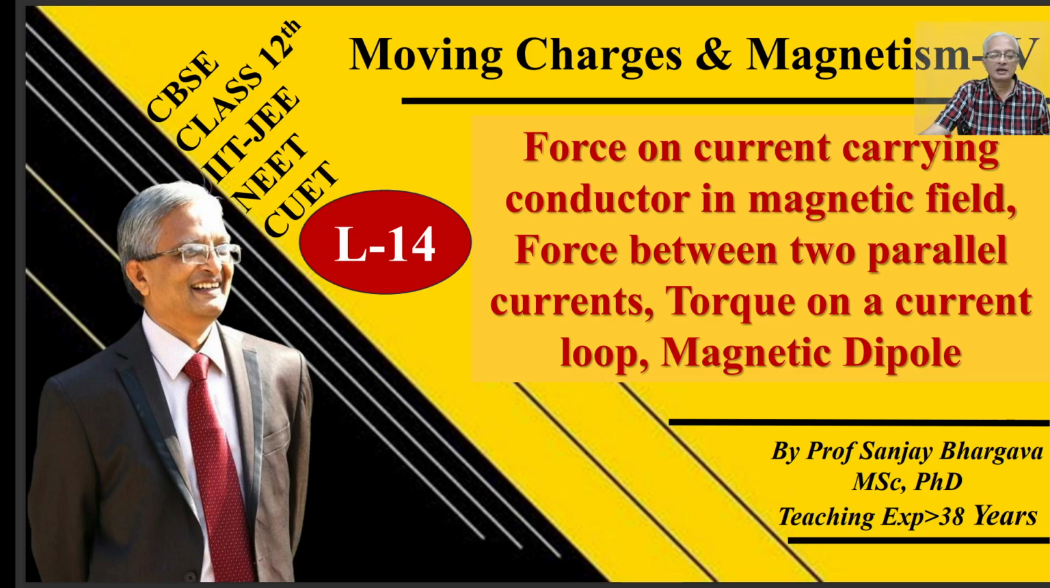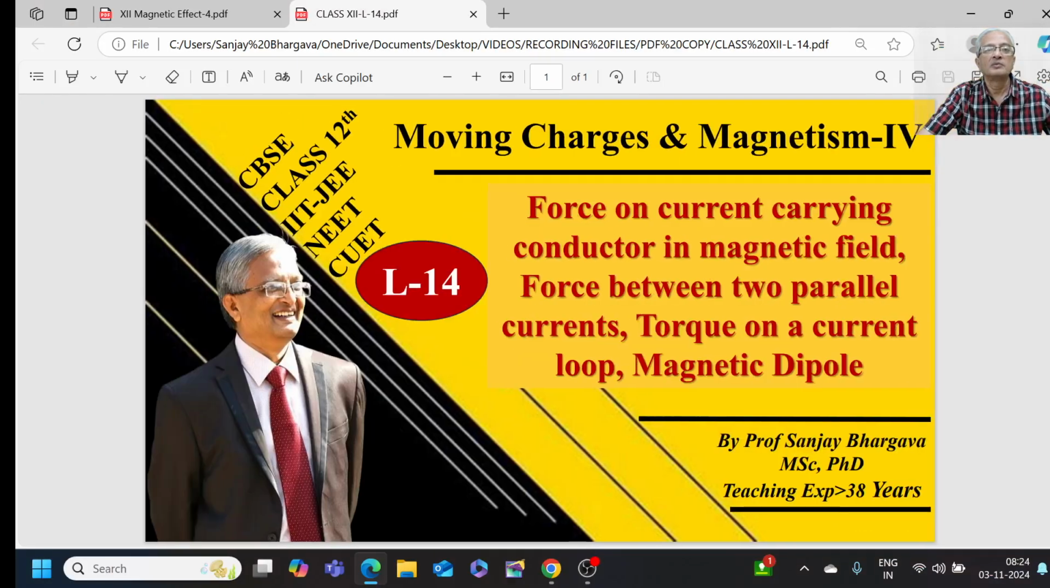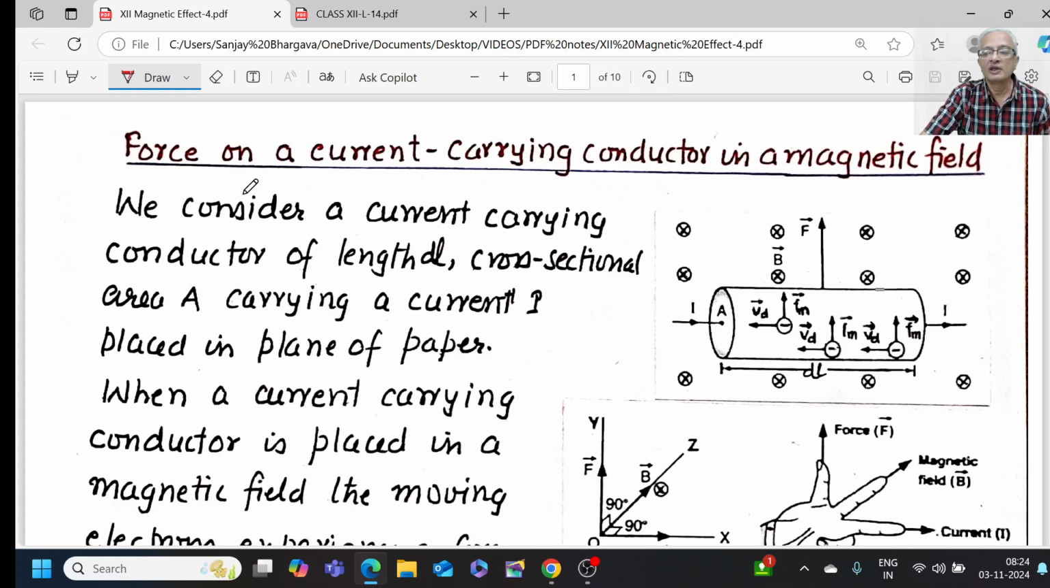In this chapter of moving charges and magnetism part 4, we are going to discuss force on a current carrying conductor placed in a magnetic field, force between two parallel currents. We'll provide a definition of ampere, also discuss the calculation of torque on a current loop. We'll discuss magnetic dipole and then talk about circular current loop behaving like a magnetic dipole. Now let us begin with force on a current carrying conductor in a magnetic field.